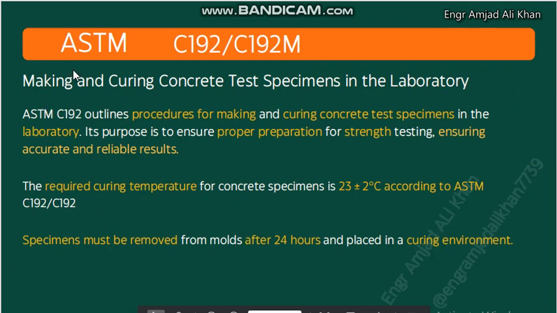Okay, now I'm going to explain ASTM C192, making and curing concrete test specimens in the laboratory. The difference is that with C31 we take specimens in the field, on site, and with C192 we make and cure specimens in the laboratory. ASTM C192 outlines the procedure for making and curing concrete test specimens in the laboratory. Its purpose is to ensure proper preparation for strength testing, ensuring accurate and reliable results.